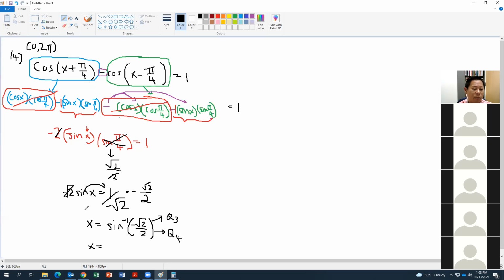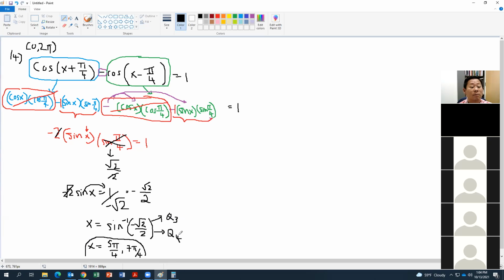So anyone remember √2/2? 5 pi over 4, and that's quadrant 3. 7 pi over 4. Yep. So this is how we do this question. Tough? A little bit. I didn't say this is easy.